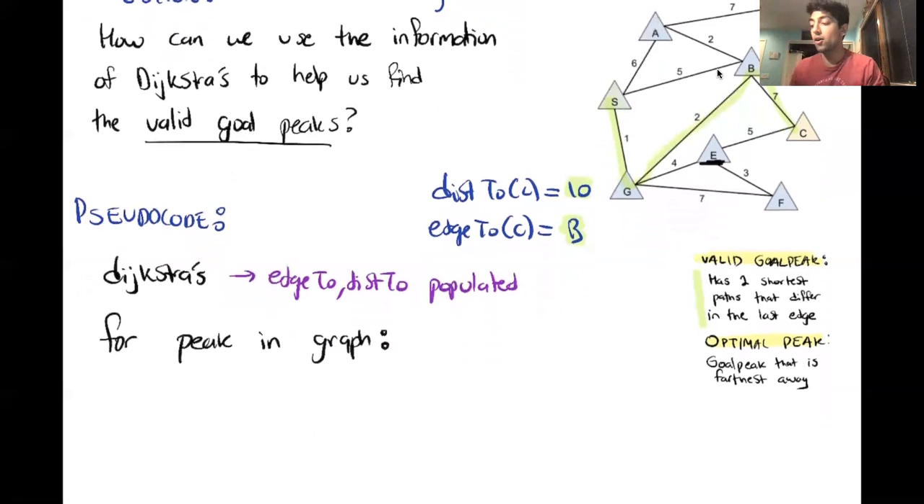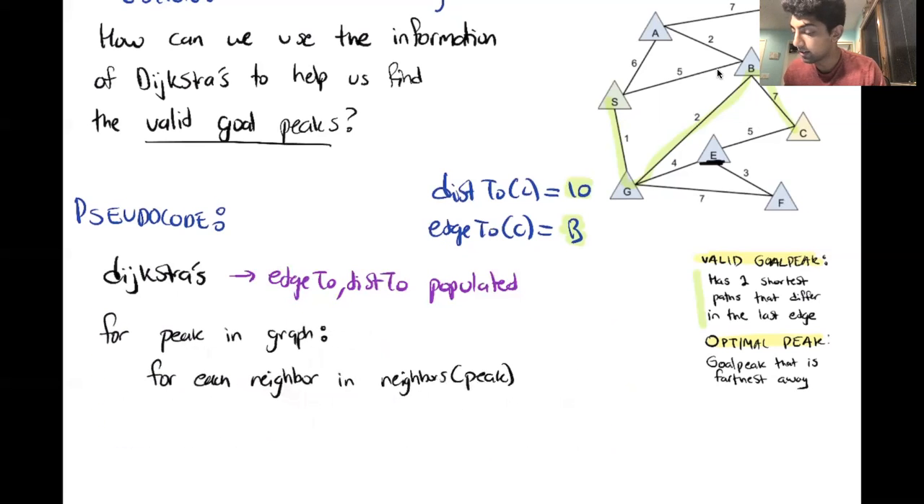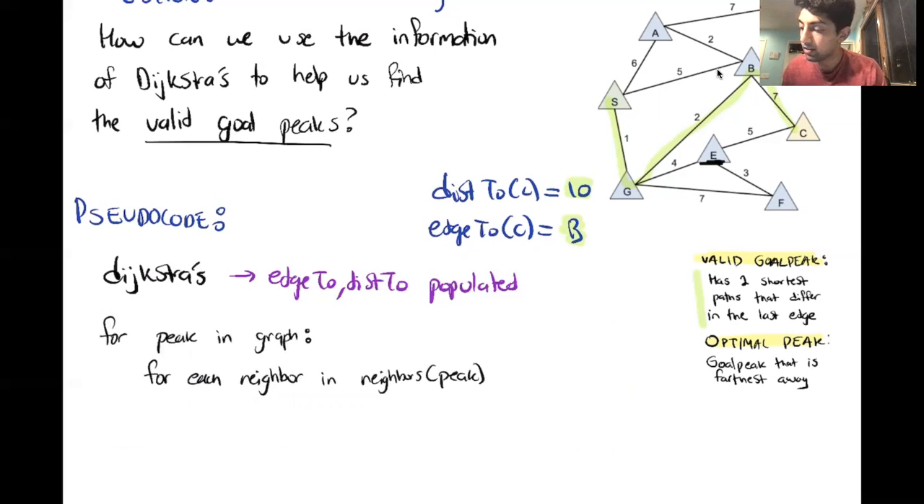Now we're trying to figure out if this peak is a valid goal peak. For this peak to be a valid goal peak, that means it has two shortest paths that differ in the last edge. So what we'll do is iterate for each neighbor in neighbors of the peak. This is a bit big, so I'm going to make it a bit smaller. Except the edge 2.